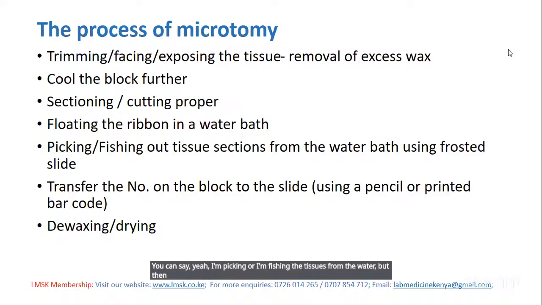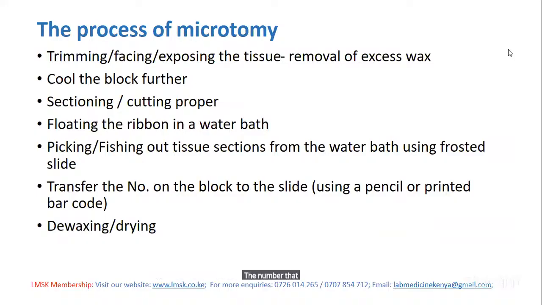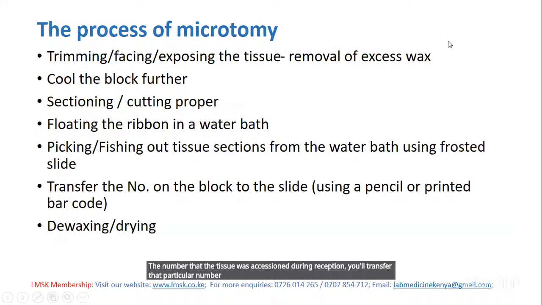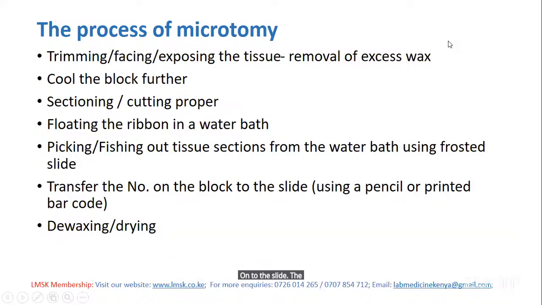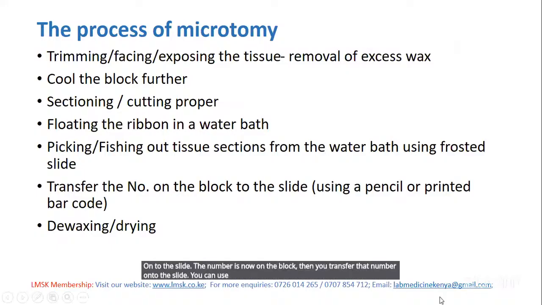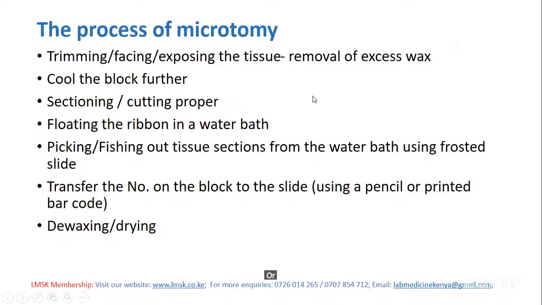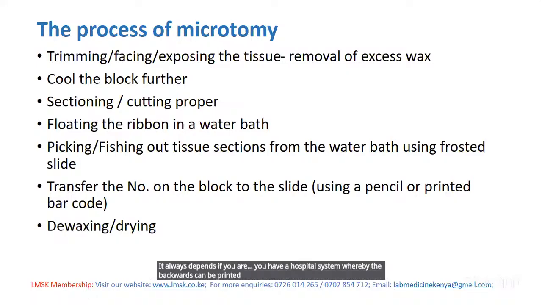Then you will transfer the number on the cassette, the number that the tissue was accessioned with during reception. The number is now on the block, and you transfer that number onto the slide. You can use either a pencil or a printed barcode. It always depends: if you have a hospital system whereby the barcodes can be printed, you just place the barcode on the slide.